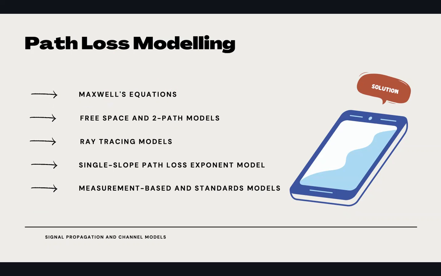The Maxwell equations investigate the interaction between the electric field and magnetic field, which are combined together to become electromagnetic propagation. However, it comes with a drawback that it is difficult and impractical. Thus, simpler methods need to be used, which are the free space and two-path models that we will talk about in the next slide.